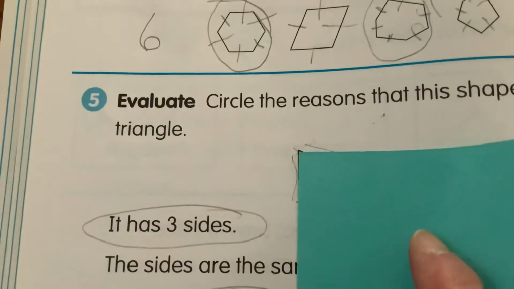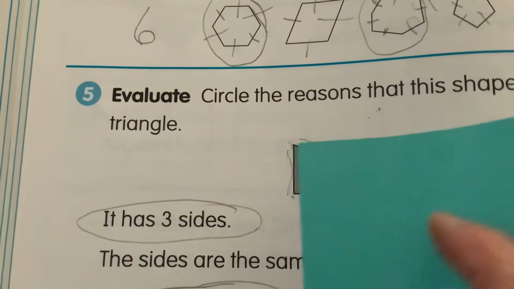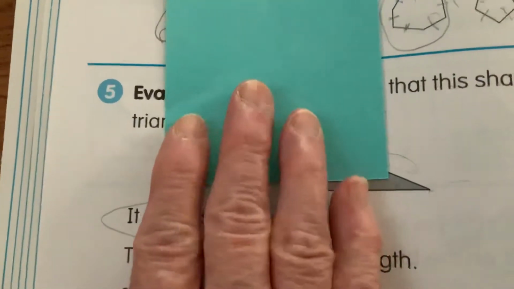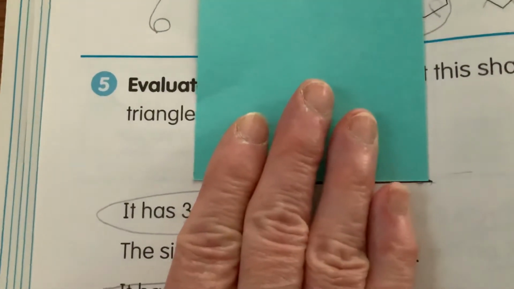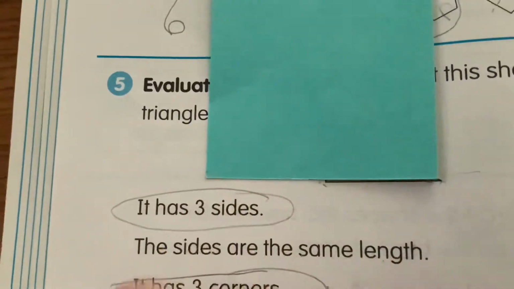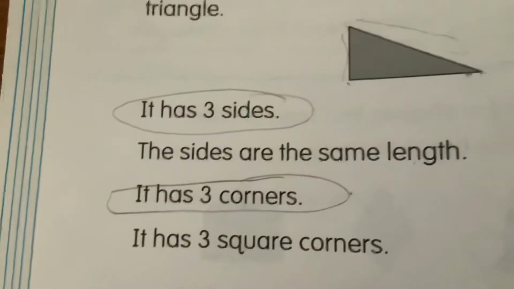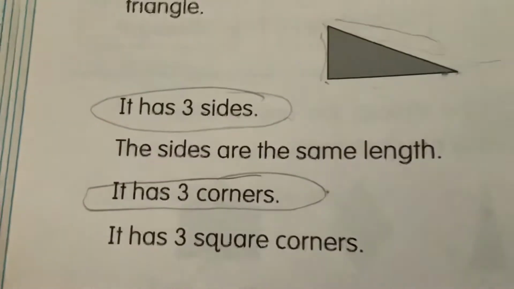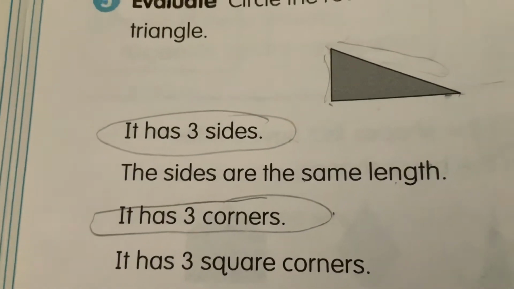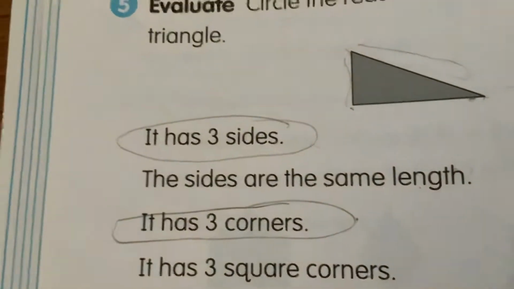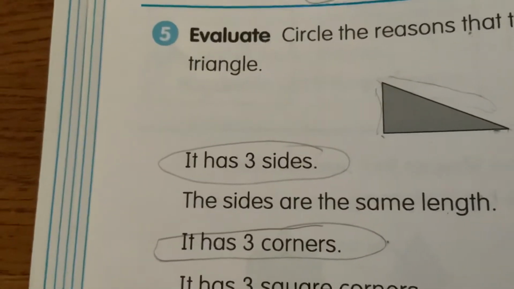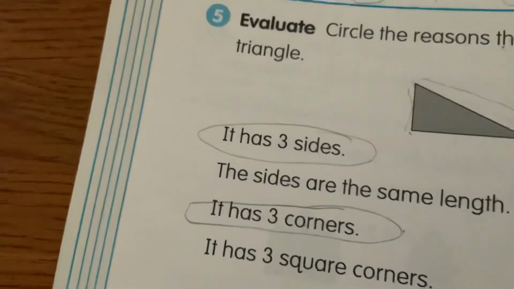This one is not. Both sides do not touch the card. And this one is not, because both sides of the triangle do not touch the card. So it does not have square corners. So what are the attributes of a triangle? 3 sides, 3 corners. It doesn't matter the length, and they don't have to have square corners.